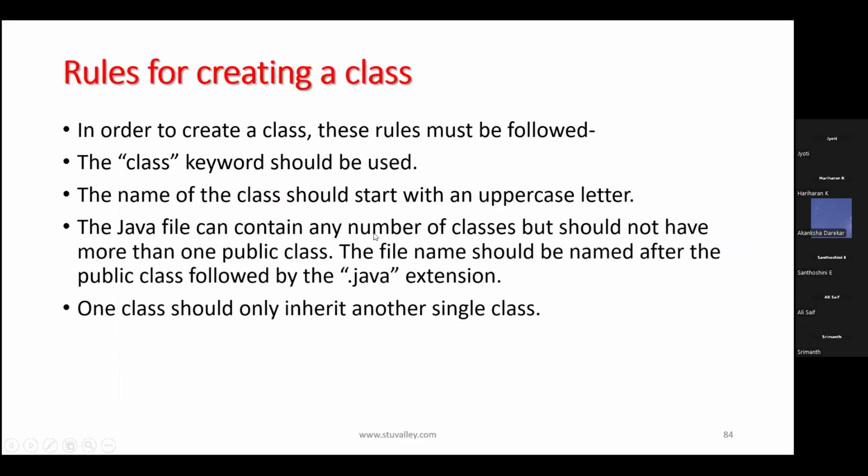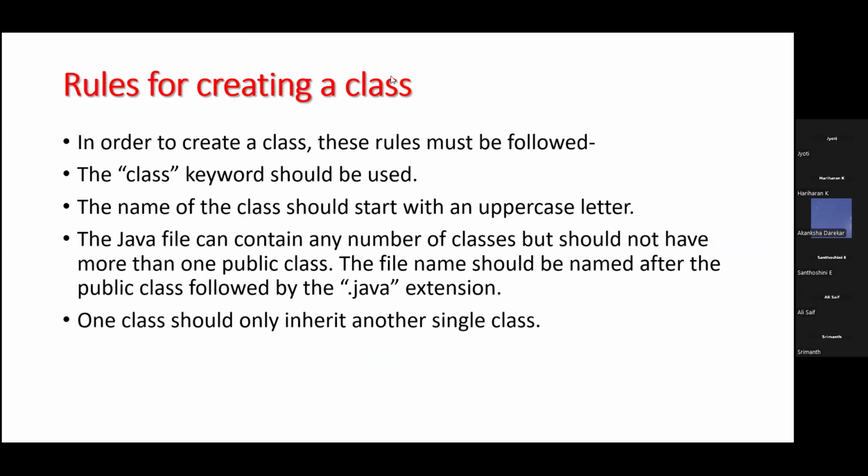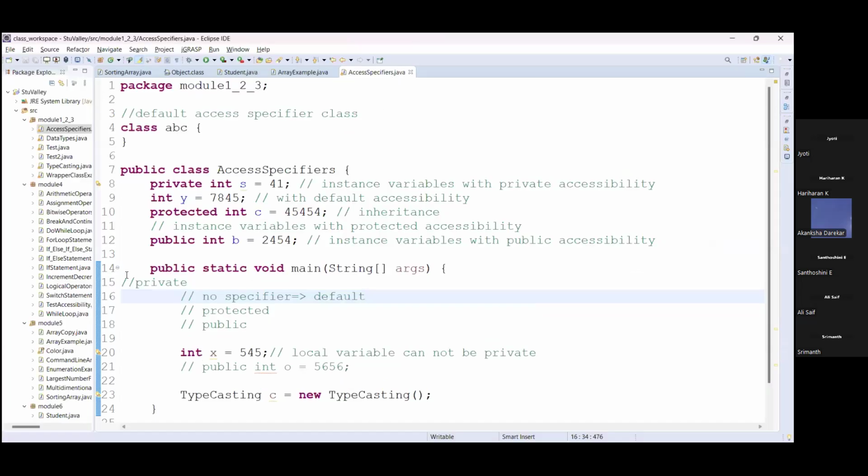A Java file can contain any number of classes, but should not have more than one public class. The file name should be named after the public class followed by the .java extension. Whatever the public class name, that will be the name for your .java file, always. So if you have the main method and that class is a public class, then you should give the same name to the .java file.